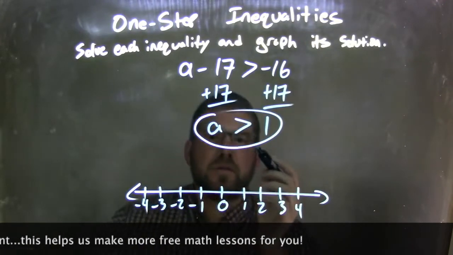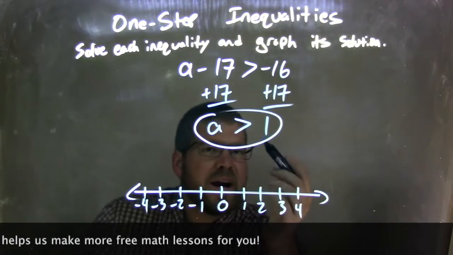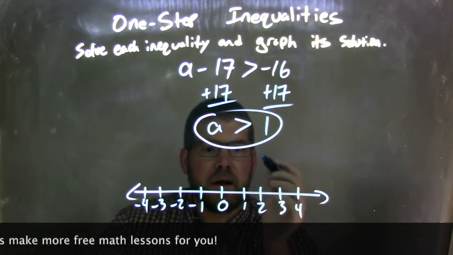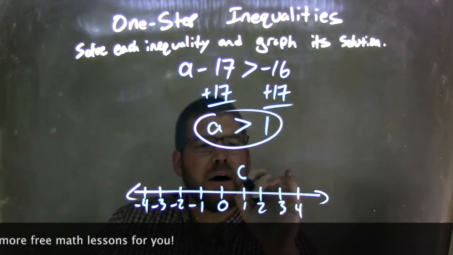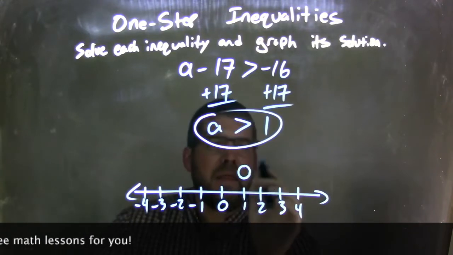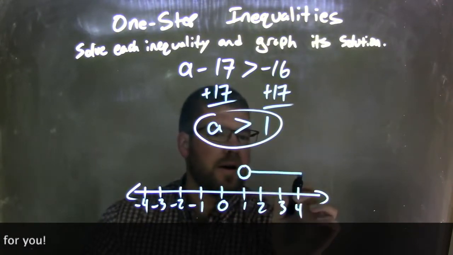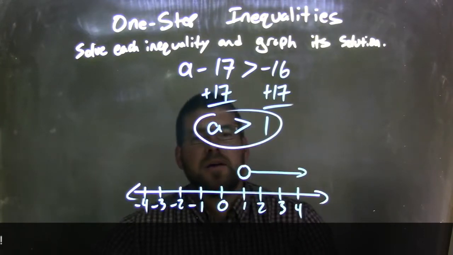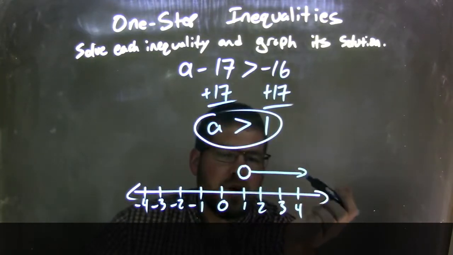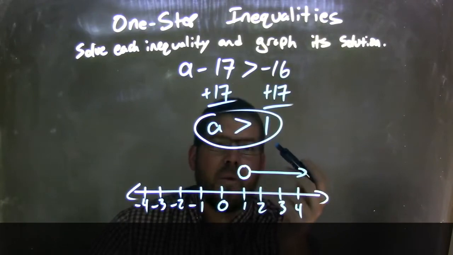All right. So if I'm graphing this, I start with a is greater than 1, right? Greater than. So I'm going to put an open circle at the 1, okay? And then greater than means I'm going to move my arrow to the right, whatever is greater than 1. And there we are. So we have a graph now that shows our a is greater than 1.